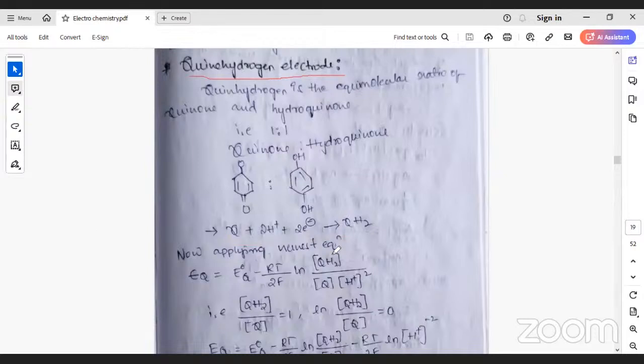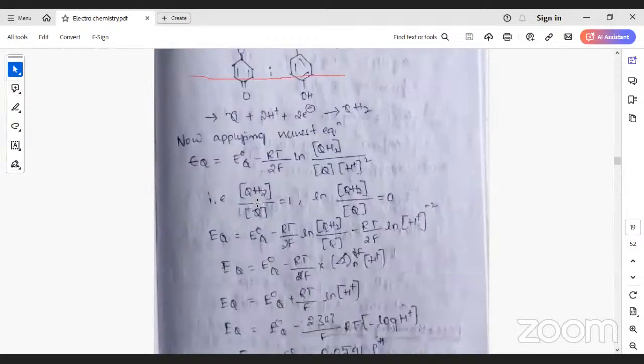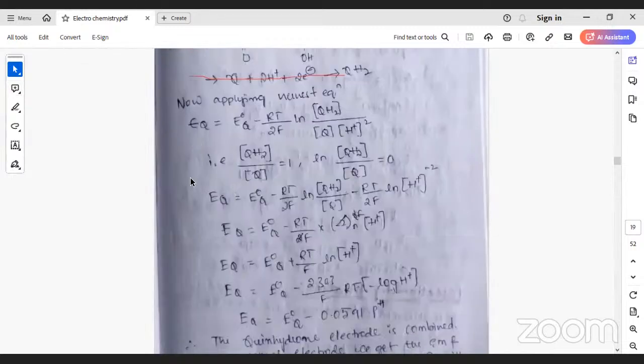This is the equation. So Q plus 2H plus and 2 electrons gives rise to QH2. Here I am doing one thing: this pointer will be erased spontaneously, so you have to see where the pointer is. So this is Q plus 2H plus and 2 electrons gives rise to QH2, meaning quinone is converted to the hydroquinone.